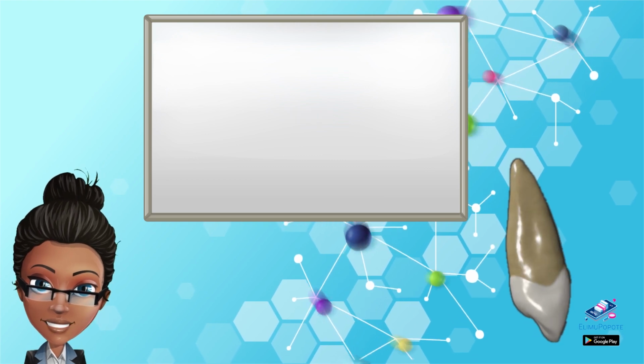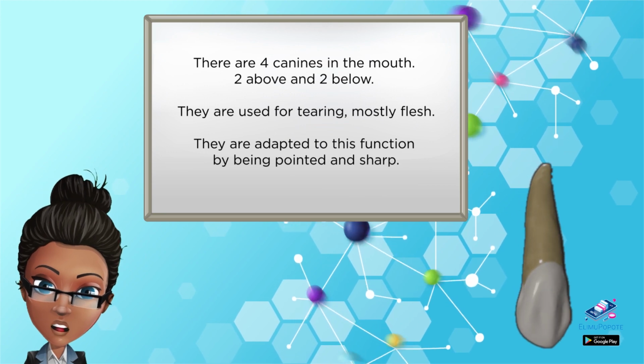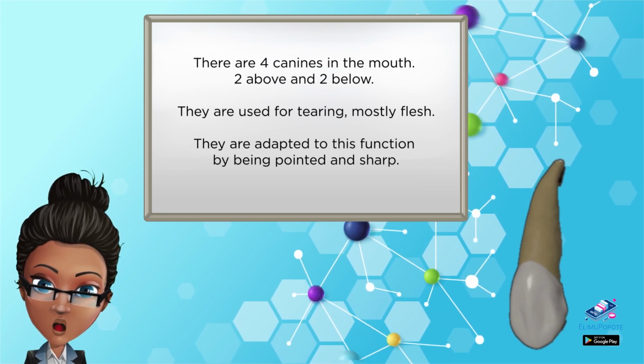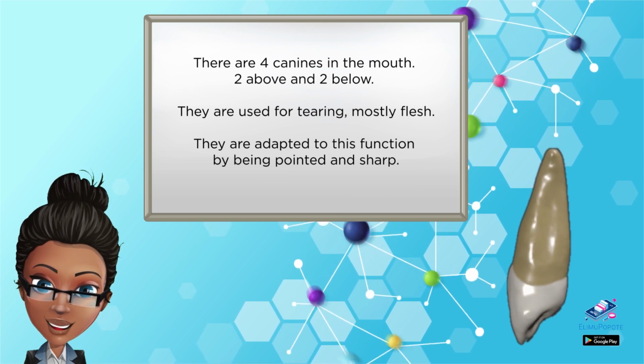Canine. There are 4 canines in the mouth, 2 above and 2 below. They are used for tearing, mostly flesh. They are adapted to this function by being pointed and sharp.